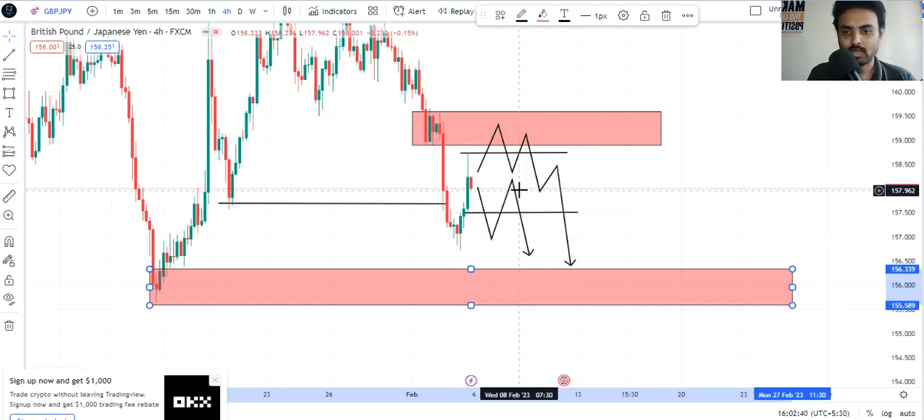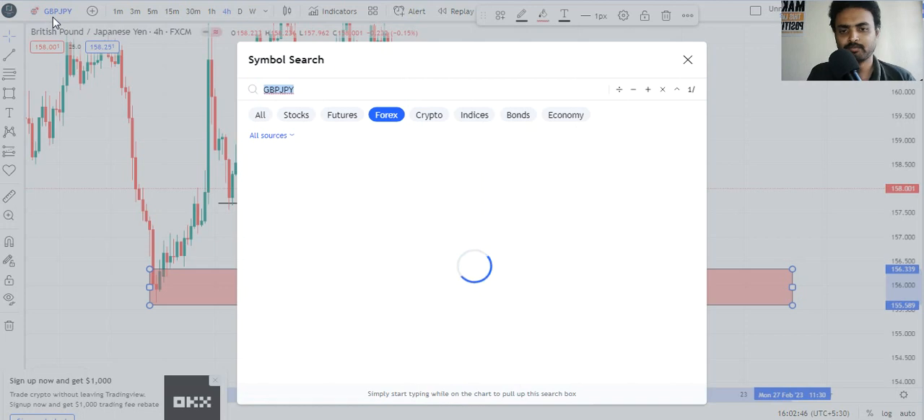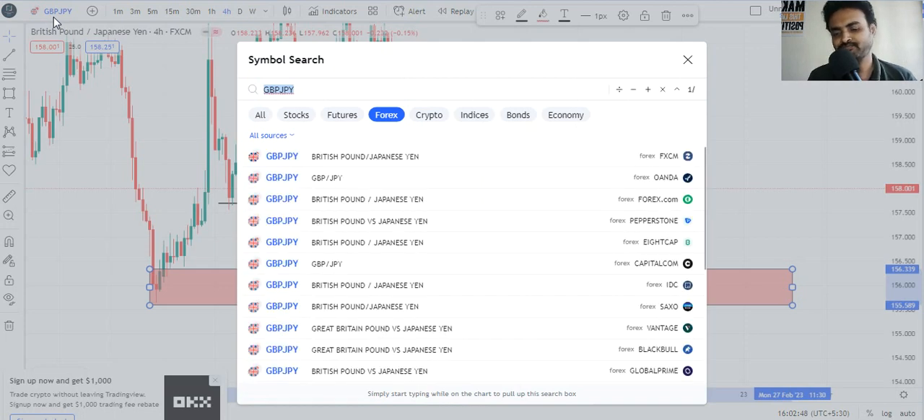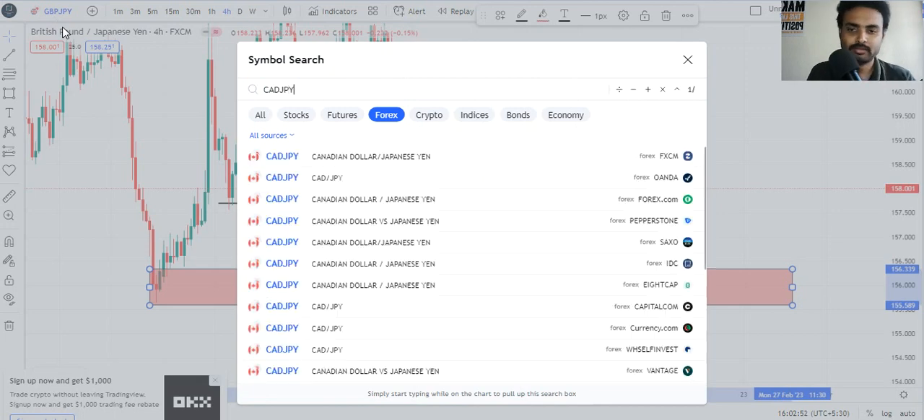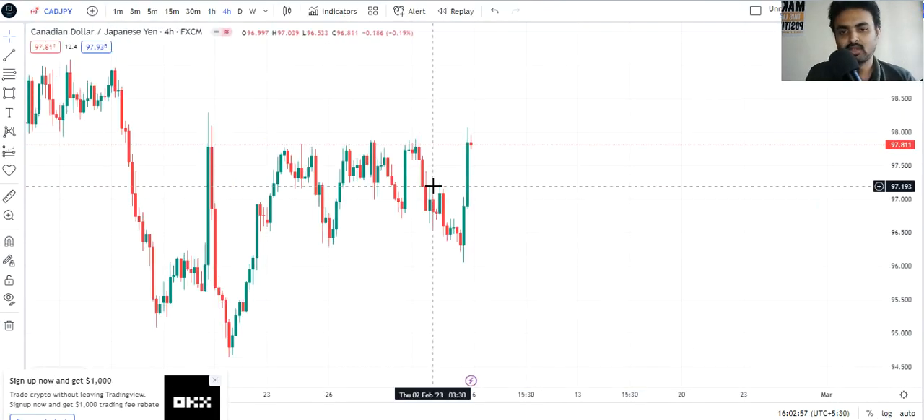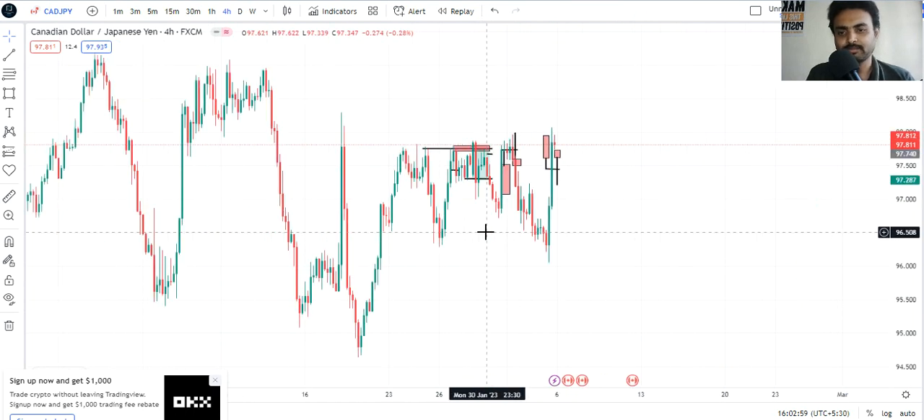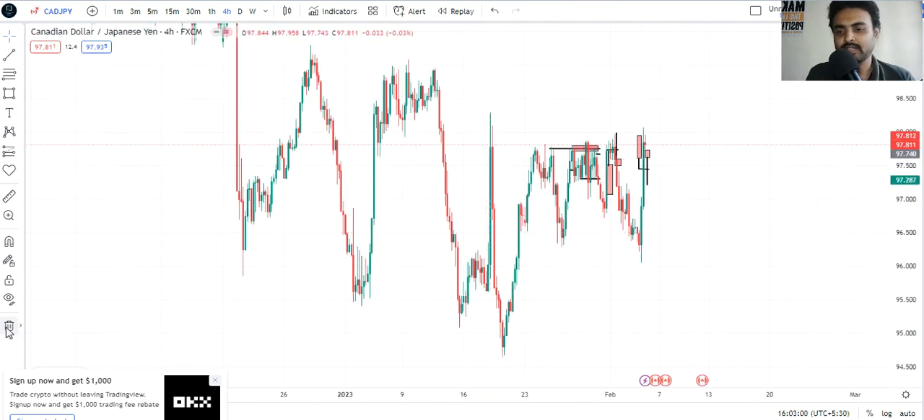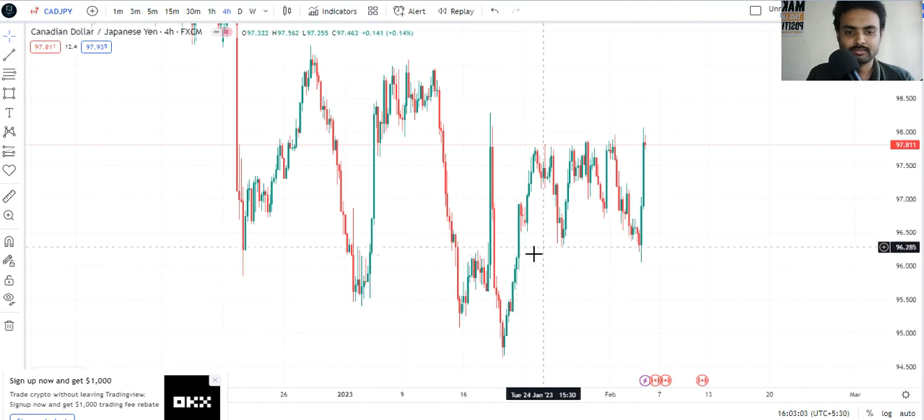Okay, now let's jump into, maybe let's see, CAD JPY. CAD JPY, Canadian dollar, Japanese yen. Okay, now this is interesting. This is interesting. Again, I'm removing all those drawings.